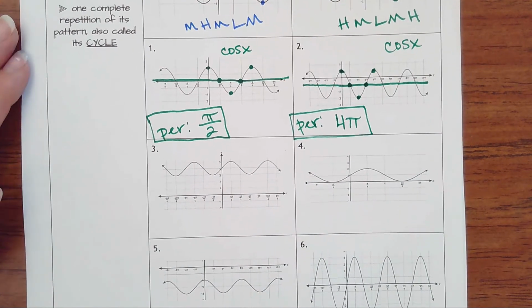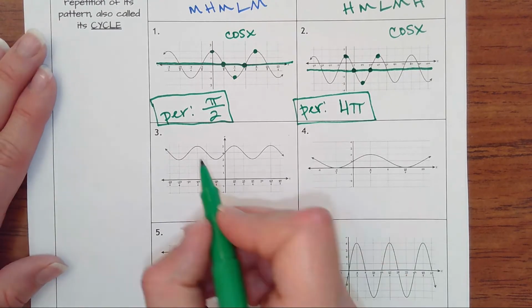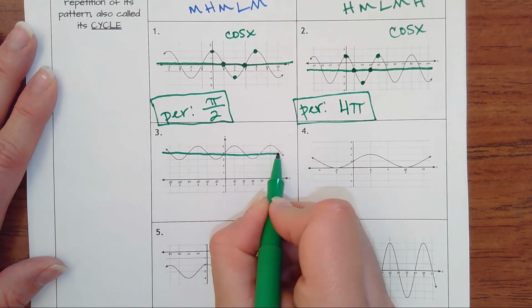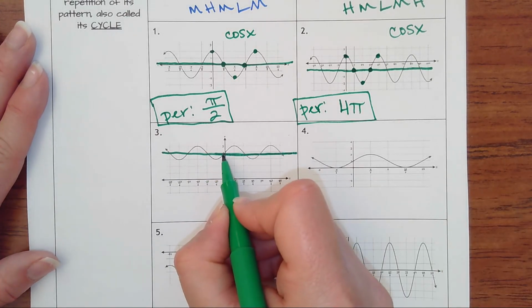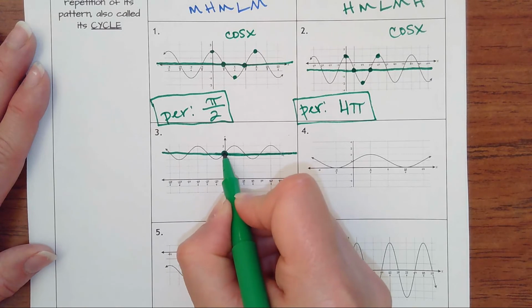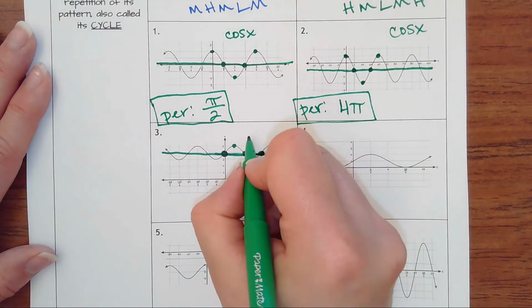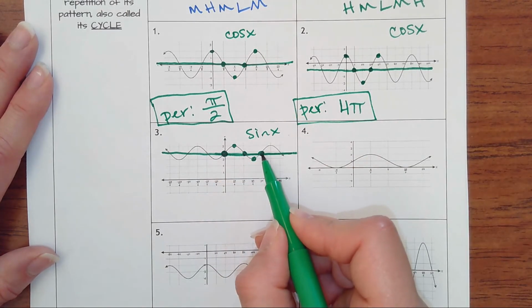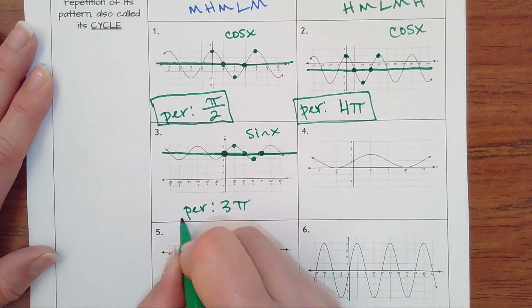Okay, and I got a couple more because this is kind of confusing. On number 3, let's go ahead and find the midline again. Pretty easy. It's between 3 and 5, so halfway in the middle would be at 4. The first point I'm going to start at is the y-intercept, and it is middle. It goes middle, high, middle, low, middle. So that is a sine graph. And it looks like it stops its pattern at 3 pi. So every 3 pi, it would repeat.